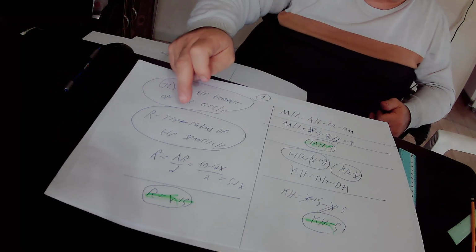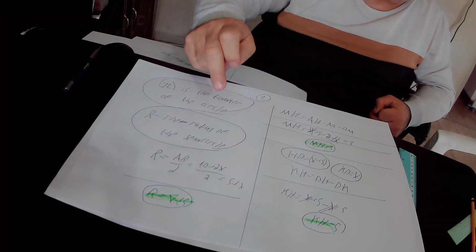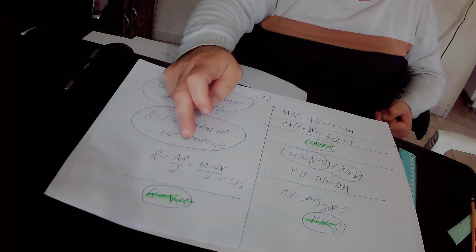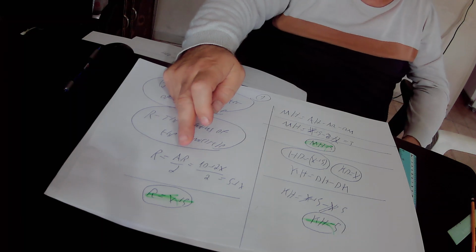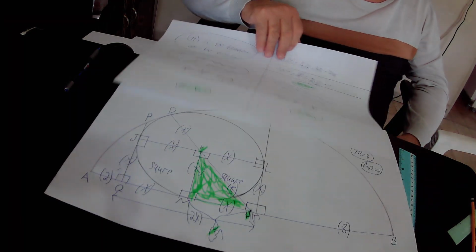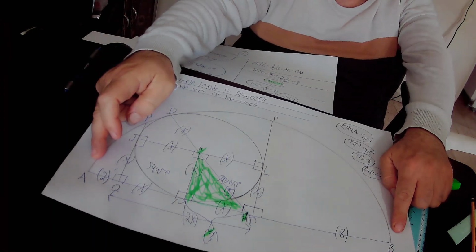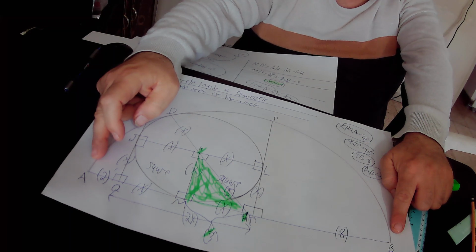Again, capital R is the radius of the semicircle according to our definition. The radius R equals the diameter AB over 2. And the diameter AB in total equals 2 plus 8, that is 10, plus 2x.